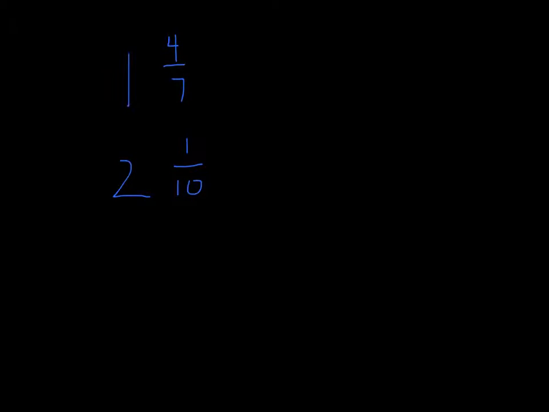In this case it will be 7 times 10 and 4 times 10 and 1 times 7 and 10 times 7. See how I took the opposite denominator and multiplied both the numerator and the denominator of the other fraction.